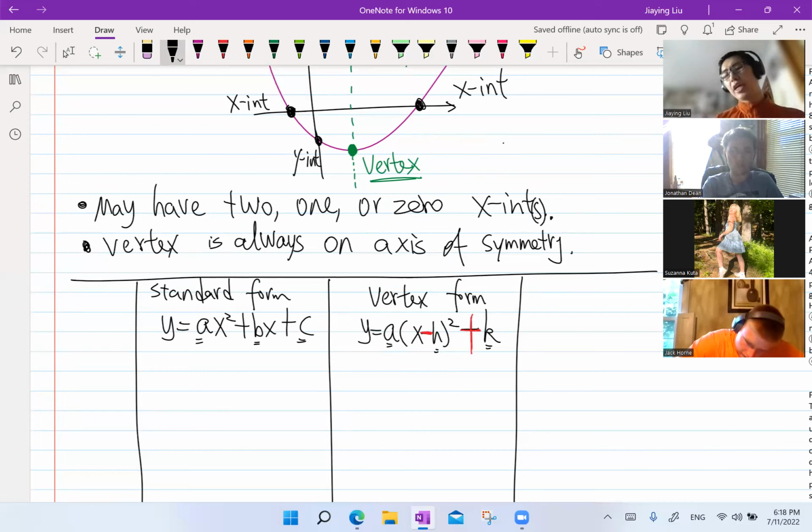Well, it depends on what k is, right? If k is negative, then we have a subtraction. If h is negative, we have x minus a negative number, which becomes a positive, but the standard way to write it is x minus h squared plus k.